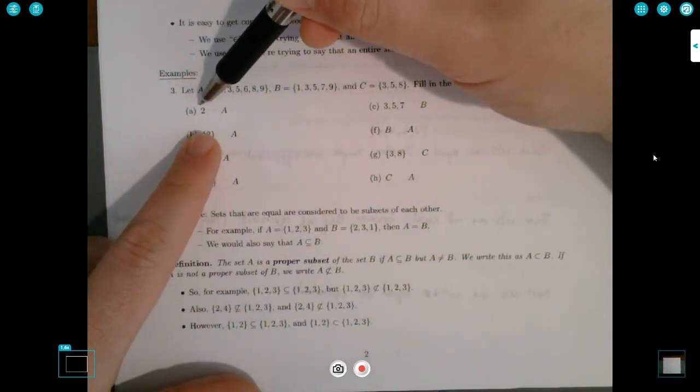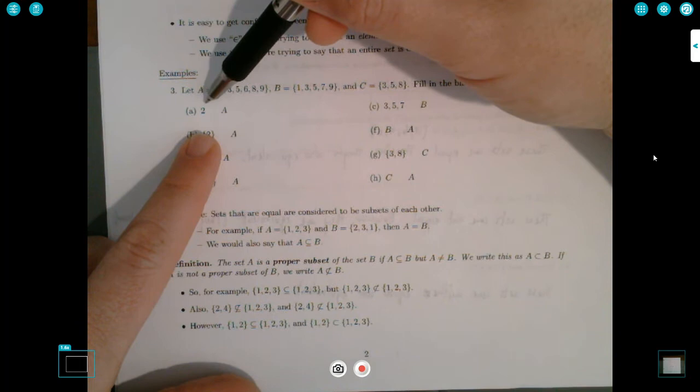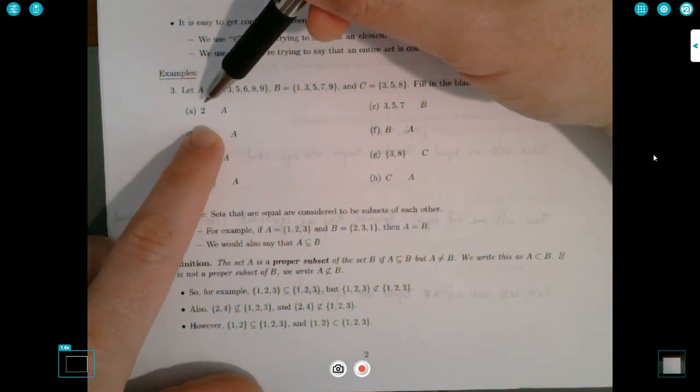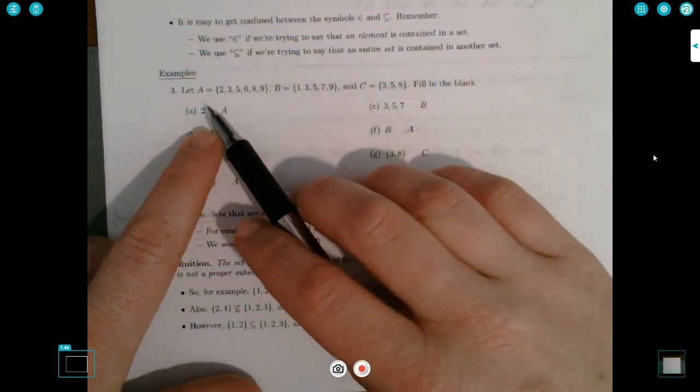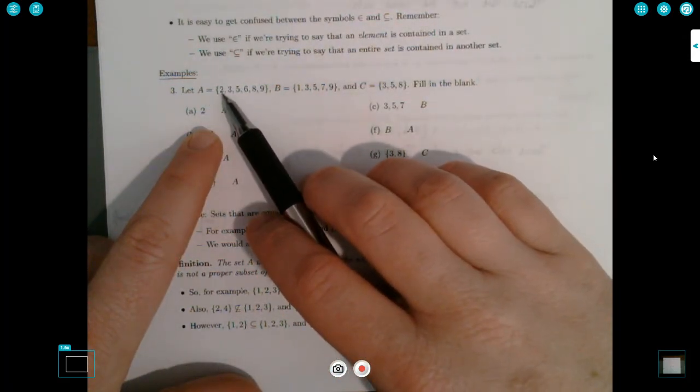So part A says 2 blank A. Well, we don't have curly braces around the 2, and so we're not thinking of this 2 as a set. We're thinking of it as just a number, just an element. And so 2 does happen to be in the set A, so we would say, yeah, 2 is an element of A. Now contrast that with part B.